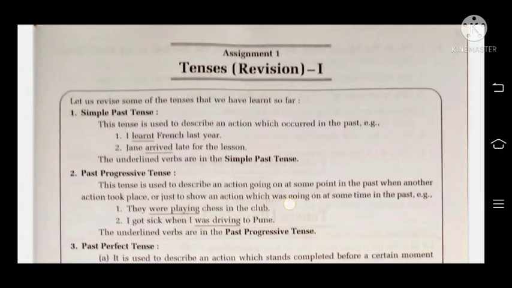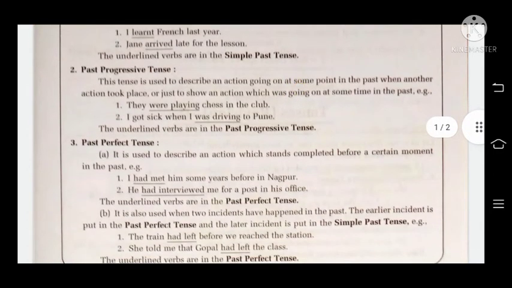Now let's see the examples. The first example is given there. First is, they were playing chess in the club. So were and was we can use according to our subject. If the subject is singular, we use was, and if the subject is plural, we use were, and the verb takes an ing form. The first is, they were playing chess in the club, and the second one is, I got sick when I was driving to Pune.